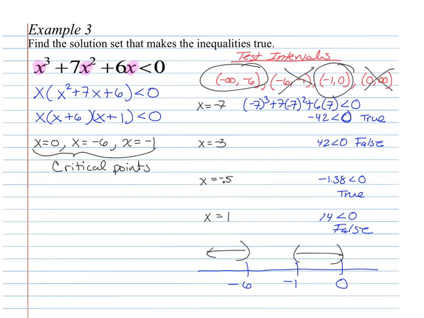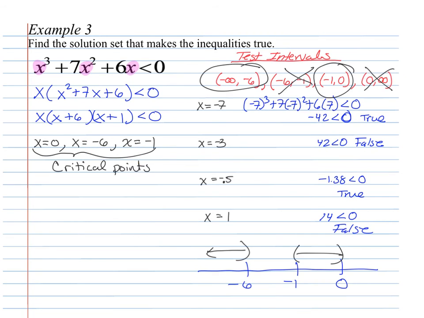For this problem, we started in class, but we didn't finish it. I'm going to finish it here. The only thing that we needed to do was the solution set. But if you notice, because this is a cubic and all of them have an x in common, I took out the greatest common factor, which was x. Then I had a trinomial, and then I factored that trinomial. And I got that I had 3 critical points. x is equal to 0, x is equal to negative 6, and x is equal to negative 1.